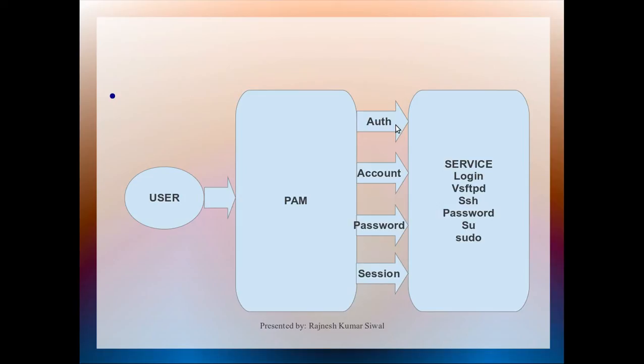If we are trying to access a particular service, the first part is that the user authenticates himself. That is, the user enters his credentials, whether they are correct or not. If they are correct, he'll move to the second stage, which is accounting. Account means making sure whether the user's account is okay or not, whether it's suspended or expired. So it takes care of this part.